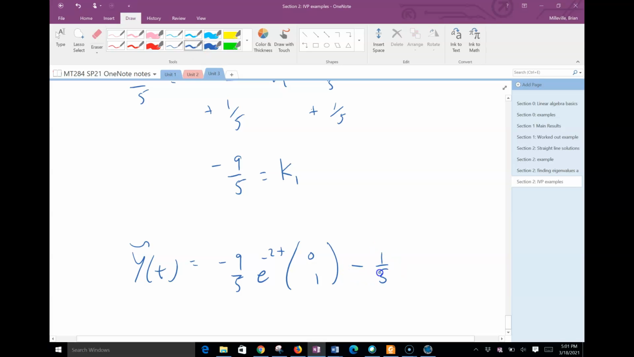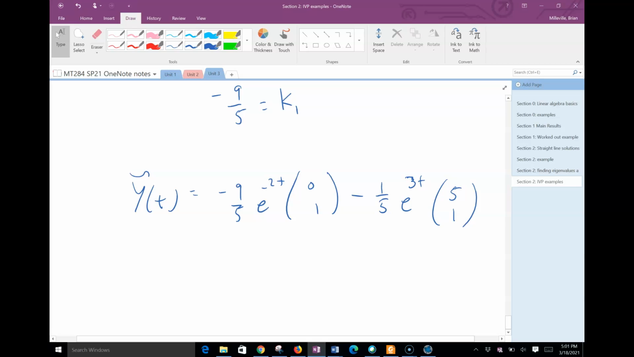So -1/5, and then it'll be e to the 3t times the eigenvector we came up with for the eigenvalue of 3, which was (5, 1). Okay, once again, perfectly okay to leave that like that, or add them together by distributing your scalar expressions into each vector and then adding up.